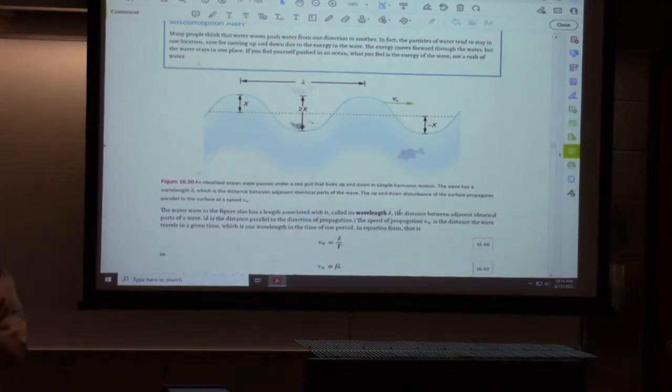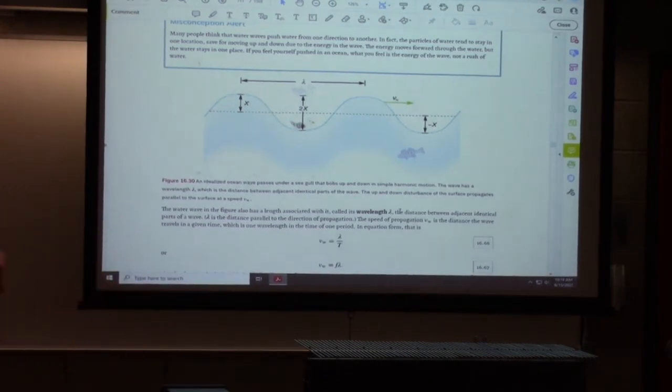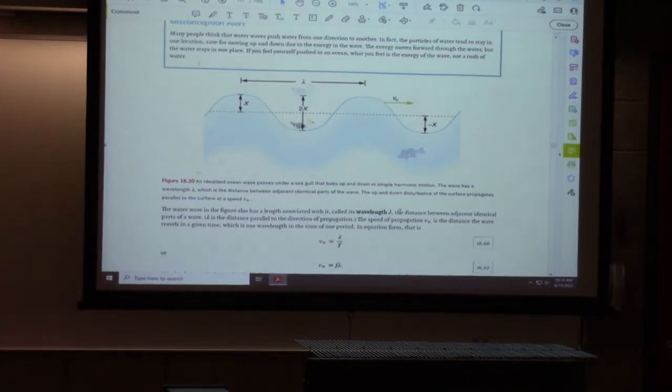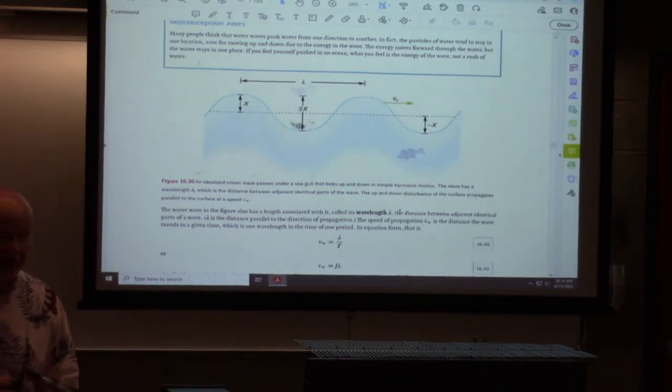So whichever way you want to look at it, I just find it easier, like your author, crest to crest. The distance from one crest to another, that's the wavelength. But it works for anything when it repeats itself. Now, again, the other piece of this is the velocity of the wave. And again, that is something that we did not have before the break when we just did oscillations.